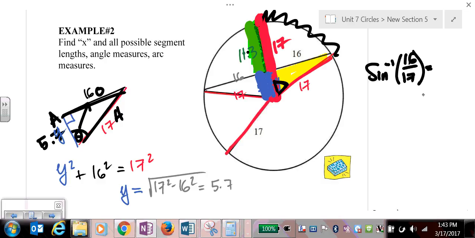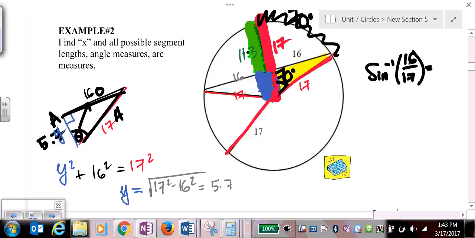Aaliyah, what'd you get for the angle, ma'am? Then I'd like you to do it. Inverse sine 16 over 17, please. Okay. Kavir, what'd you get? Okay, we're going to run it to the nearest whole degree. So what is it? 70. So up here is 70, which means over here is 70, 70.